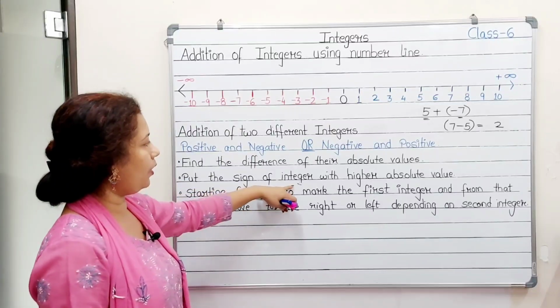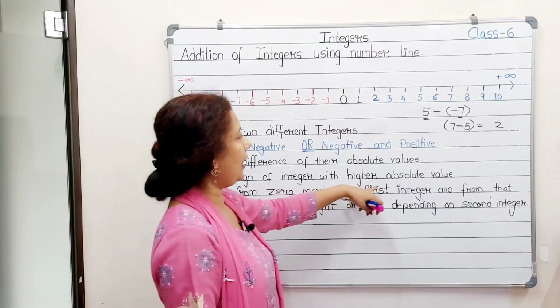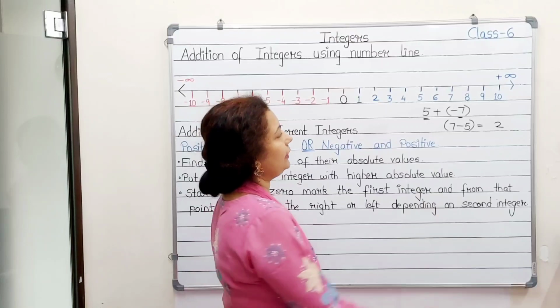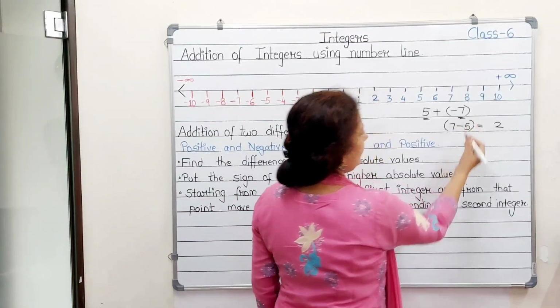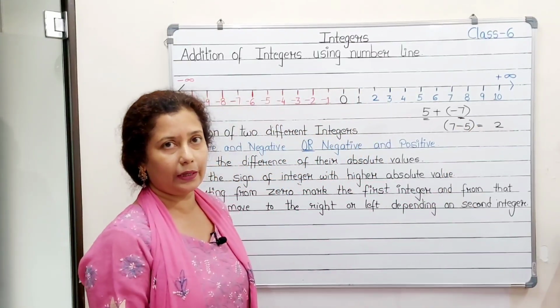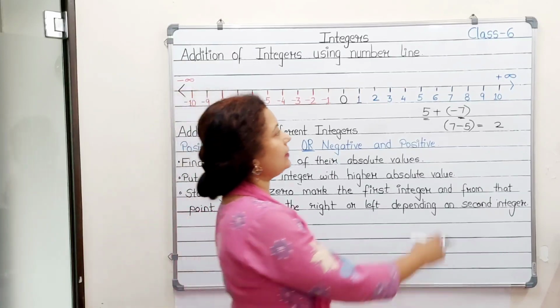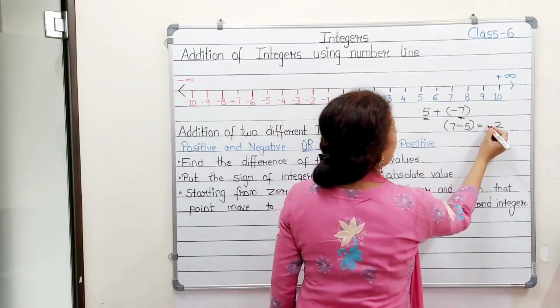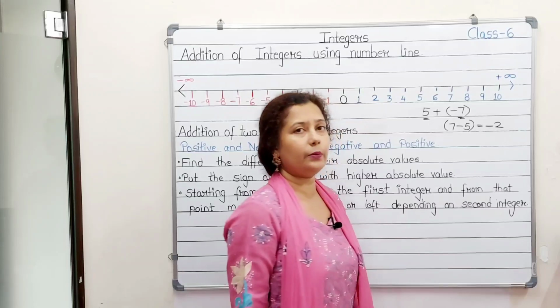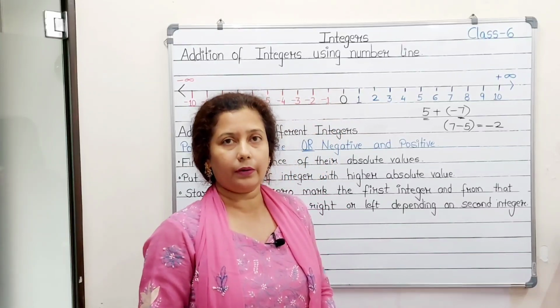Put the sign of the integer with the higher absolute value. Here the integer -7 has the higher absolute value and the sign is minus. So here the sign in the answer will be negative or minus.